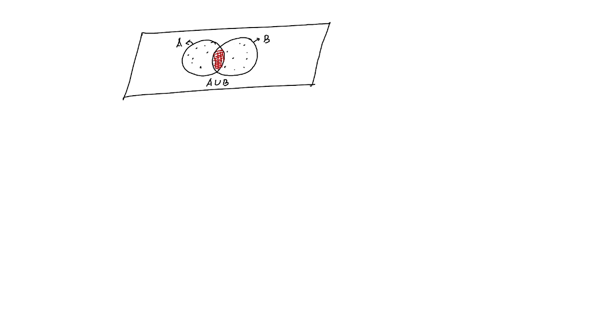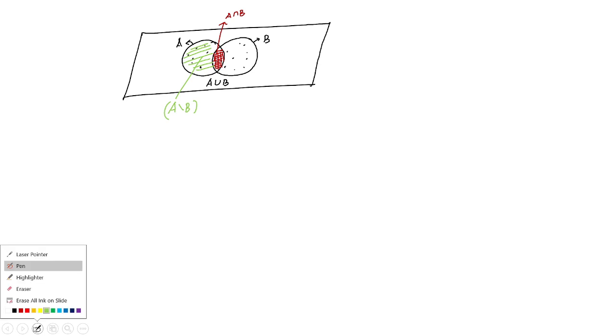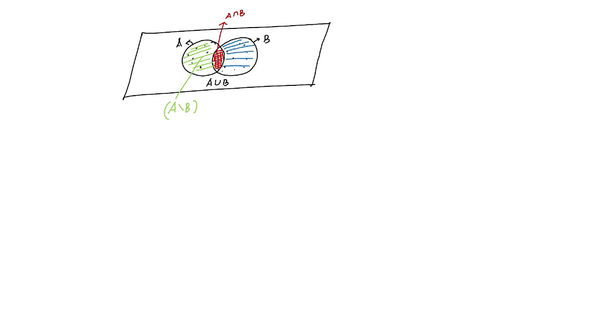This belongs to the intersection. So this is basically A intersection B. Now if we think that this part, so this is basically A minus B. A minus B. And if we think about that one, that part, this part is basically B minus A. B minus A. Now we get the relation between union, intersection and difference.